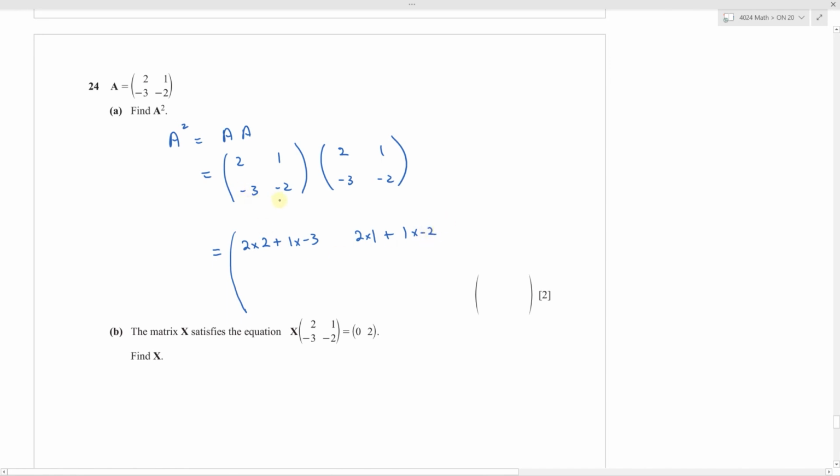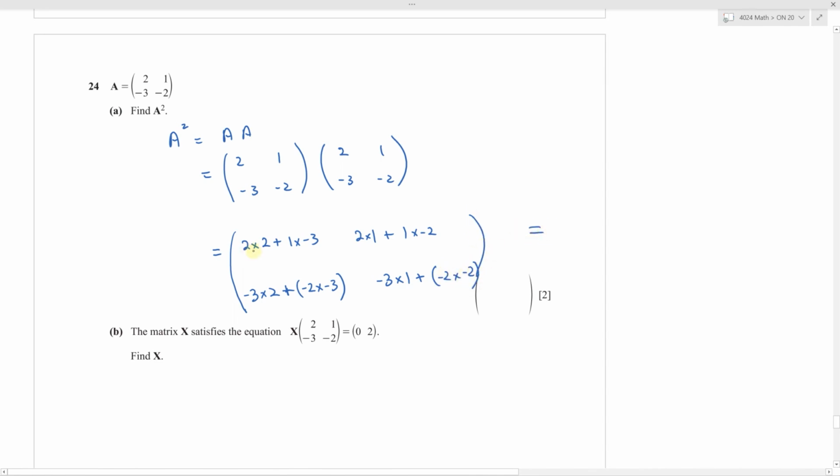And then second row, first column, minus 3 into 2 plus minus 2 into minus 3. Minus 2 into minus 3. And then second row, second column, minus 3 into 1 plus minus 2 into minus 2.